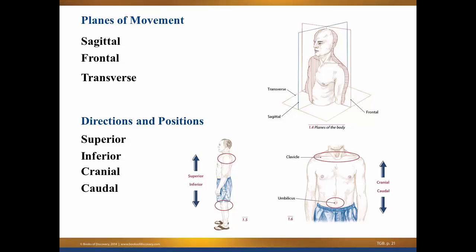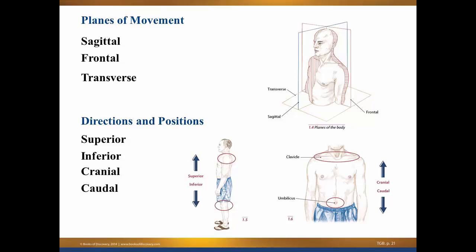We're going to see quite a few directions and positions as we review our navigation of the body, so I'd like to give you some ways to remember those words. Let's move along to some descriptive words. We have superior and inferior. Superior is up, inferior is down. The shoulder is superior to the knee. The knee is inferior to the shoulder.